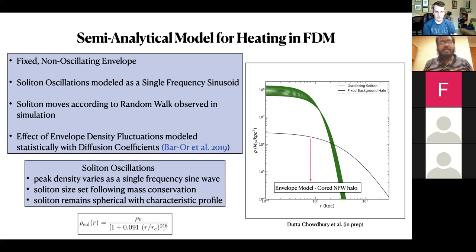And finally, the effect of the envelope density fluctuations is modeled using the diffusion coefficients that I was talking about, in this quasi-particle picture. And I can talk about that later in more detail if people are interested, how this is done.